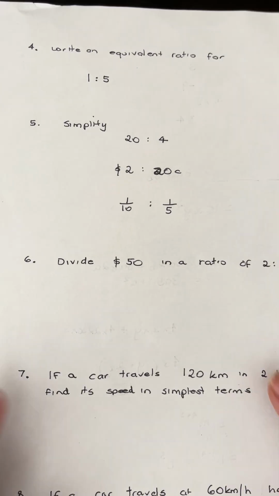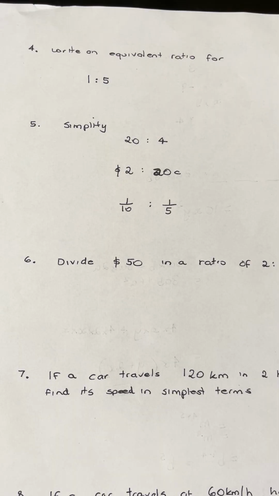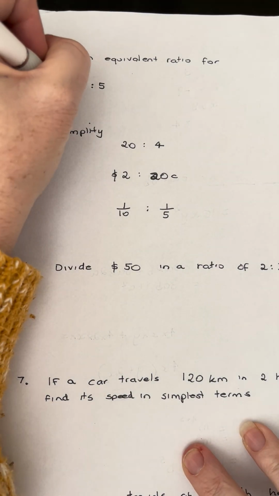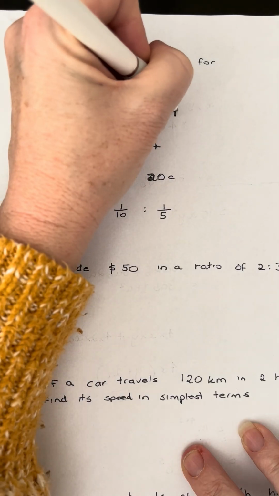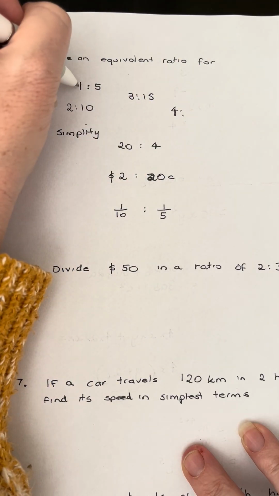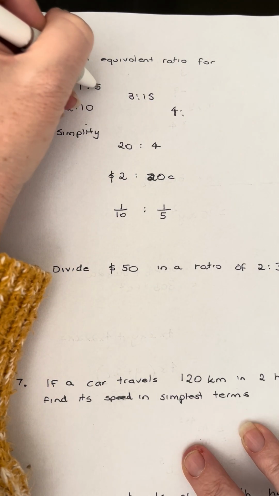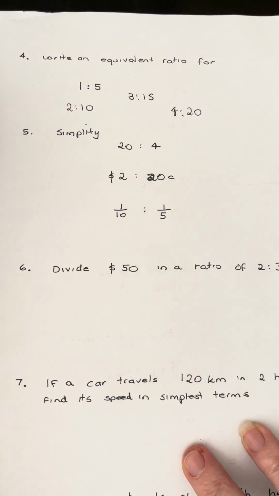Okay, turning on to the back, we've got some ratio and rates questions. So the first one is writing an equivalent ratio for 1:5. Now you can be very creative with this. You can write things like 2:10, you could have 3:15, you could have 4:20, and remembering once we've got this one, we're multiplying by 5 to get the next one. So basically if you start with any number, multiply by 5 to get the next one.